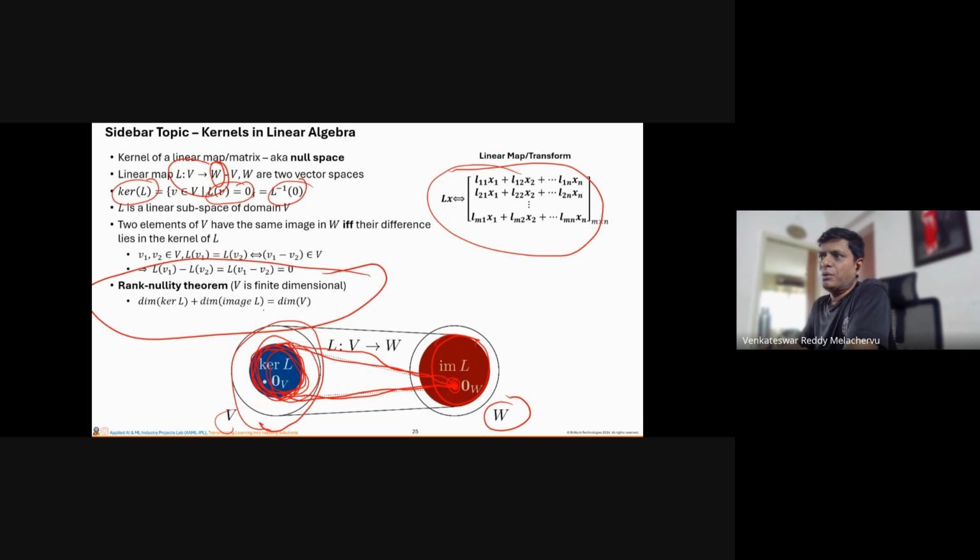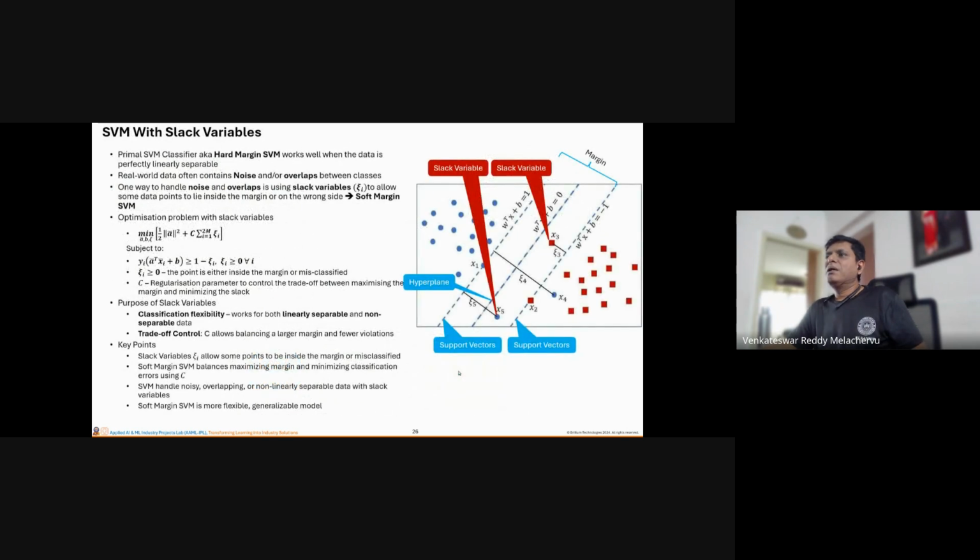The image of L is nothing but this, the image of L, this entire area, plus this point, plus the dimension of this point in the original space, which is the dimension of the kernel. That is the total dimension of V. This is called the rank-nullity theorem. And this is just a sidebar topic. It's super interesting if you really get into the kernel and mathematical problems. I'm going to skip this.